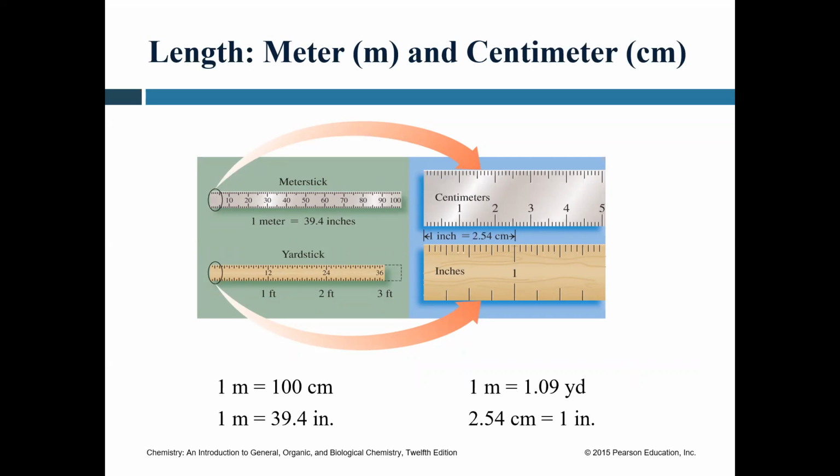So it's all based on a scale of 10, right? As we want to increase units, we multiply by some sort of factor of 10. We want to decrease units, we divide by a factor of 10. That isn't the case for the British system. We have a yardstick here, 3 feet. Each foot is 12 inches.